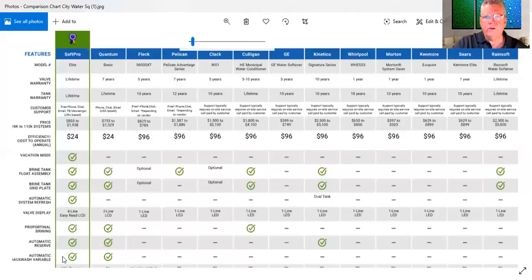So it's not going to do a full backwash regeneration and waste a bunch of water every single time because it's not needed. None of these other systems offer that. So that's a big savings to you.